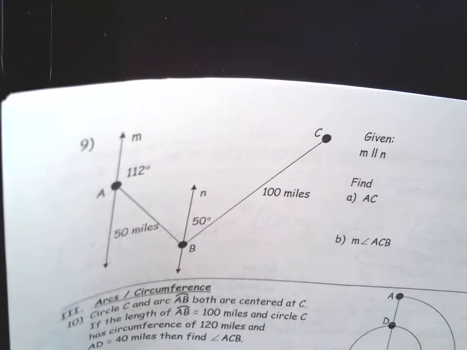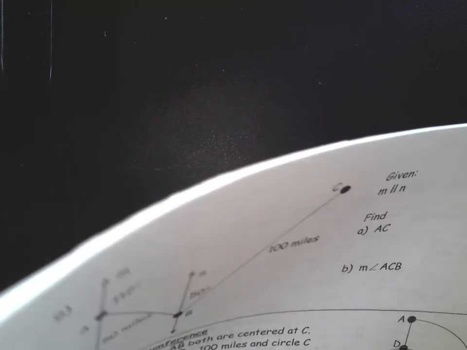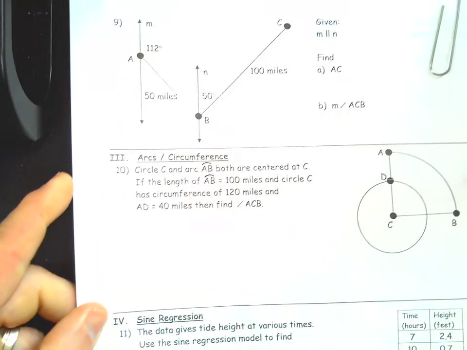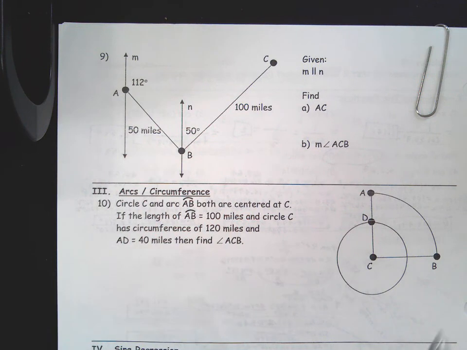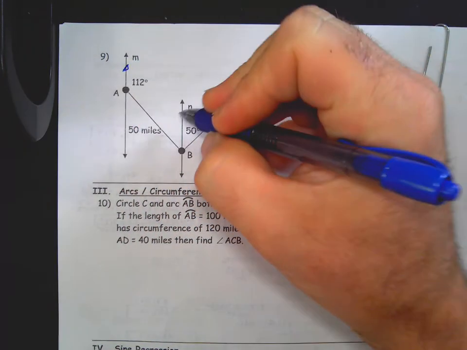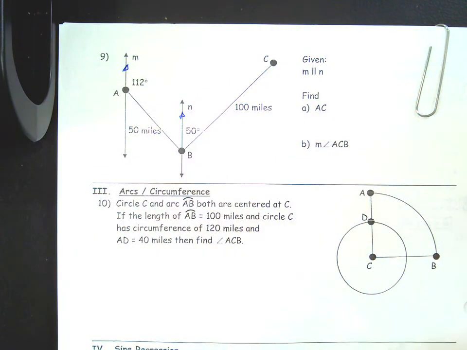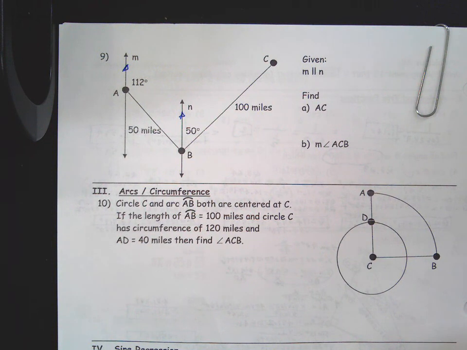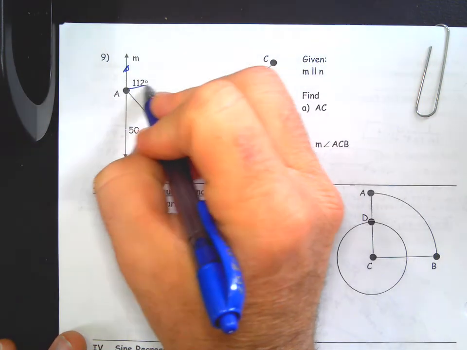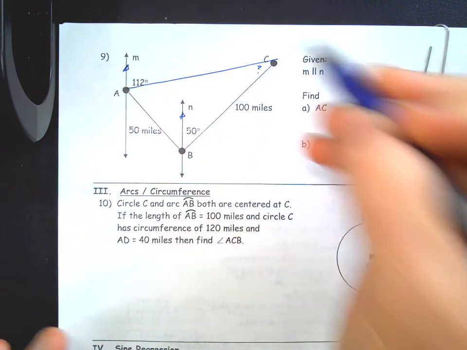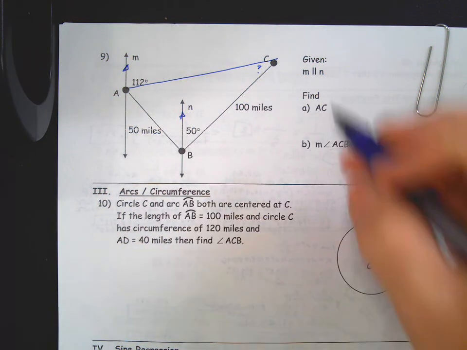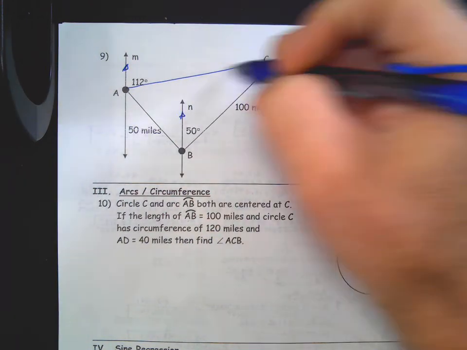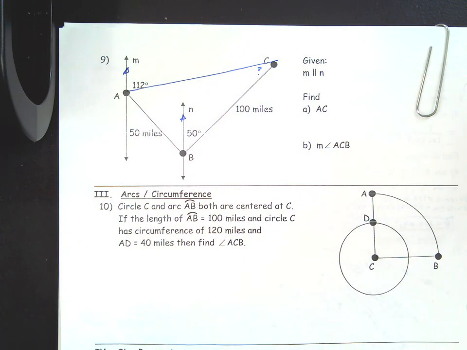So on the back, we have a couple more problems here. Let's see. So we know that M and N are parallel. We want to find AC and angle ACB. Now, ACB would be an angle that's not even drawn in here yet. We're trying to find that. This is 100. That's 50. AC is also that length right there that we're trying to find.